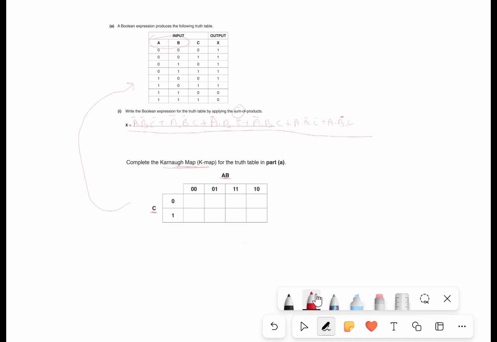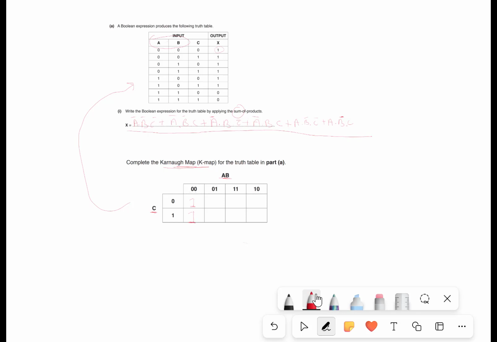What we're going to do very quickly: A is 0, B is 0, C is 0, the output is actually a 1, so I'm going to put a 1 in here. If all those three are 0, the answer is a 1. If A and B are 0 and C is a 1, which is the next row, the output is also a 1, so I'm writing the result in here.